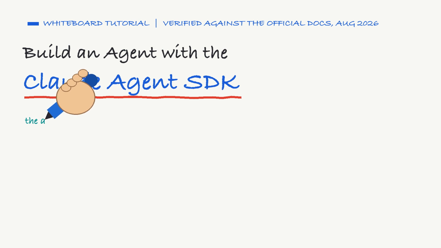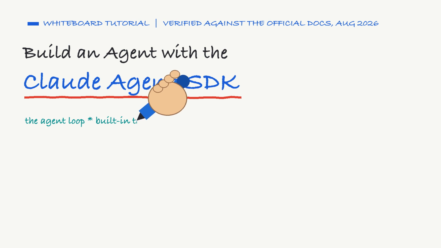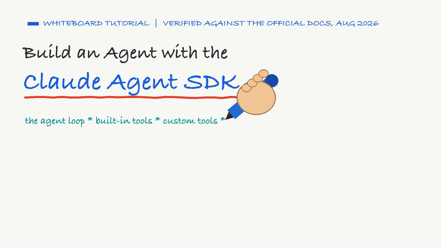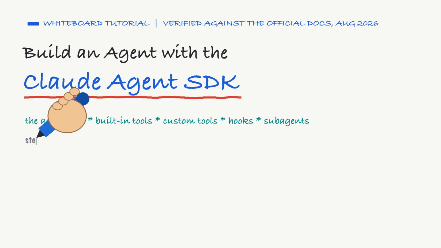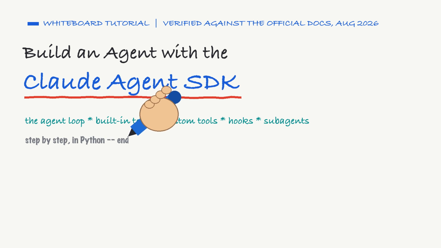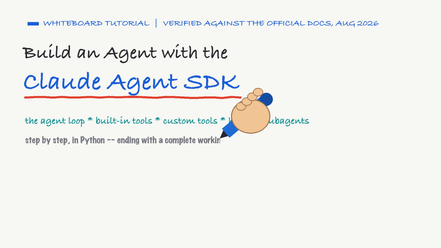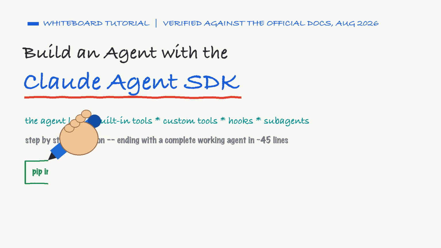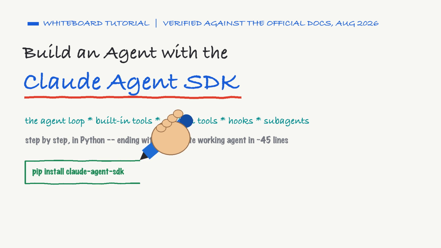Everything you need to know: what the SDK is, the agent loop at its heart, then a step-by-step build: install, first agent, configuration, custom tools, permissions, hooks, subagents, and sessions, ending with a complete working agent in about 45 lines. All code verified against the official docs as of August 2026.